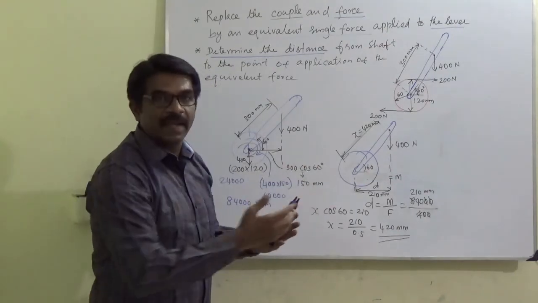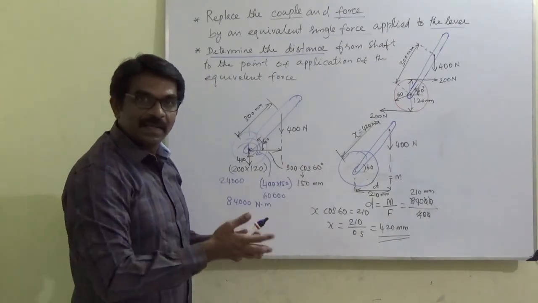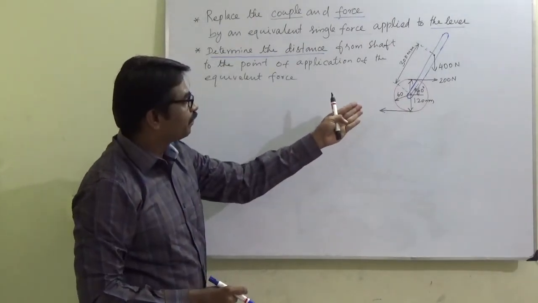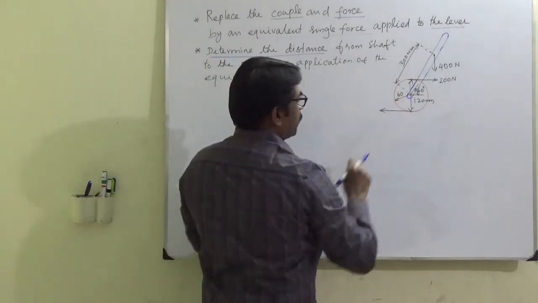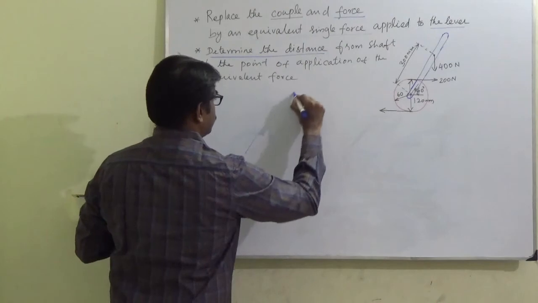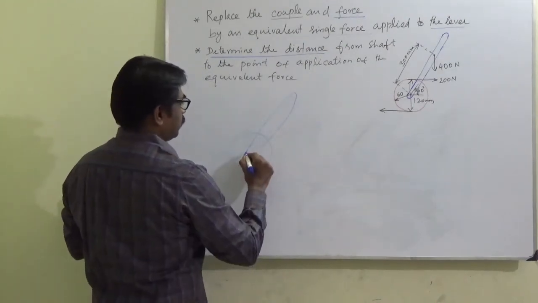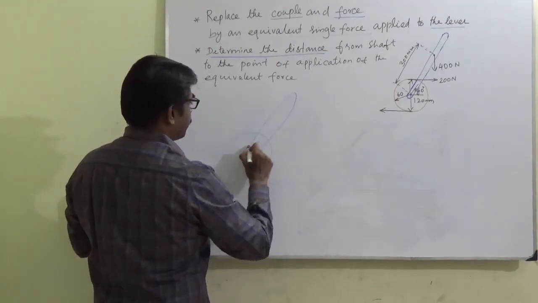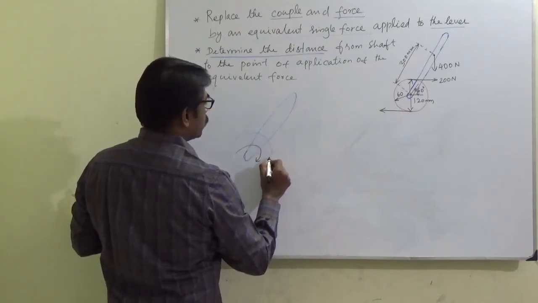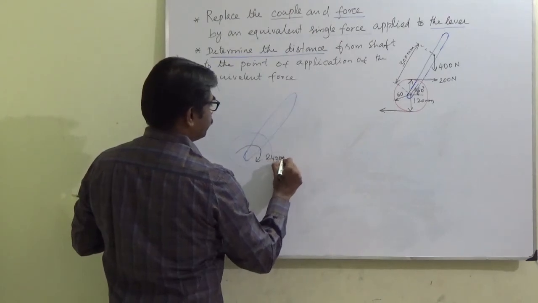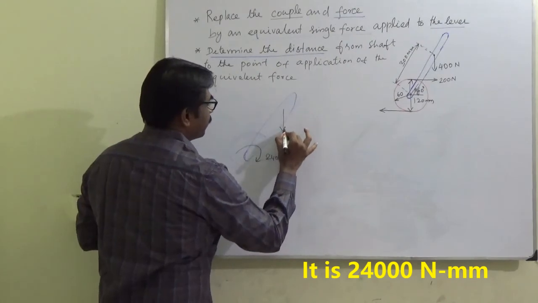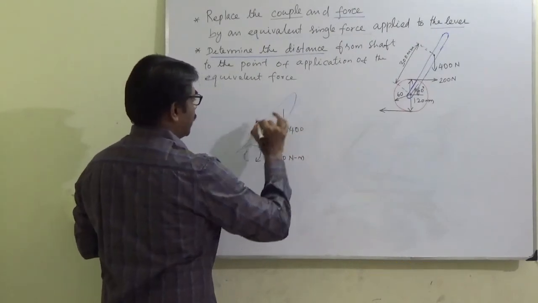Is there any other way to find the same? Okay. Now see here. There is a couple. I'll quickly draw here again. We have a couple here. This couple is 24,000 Newton meter. We have a force here at 300.